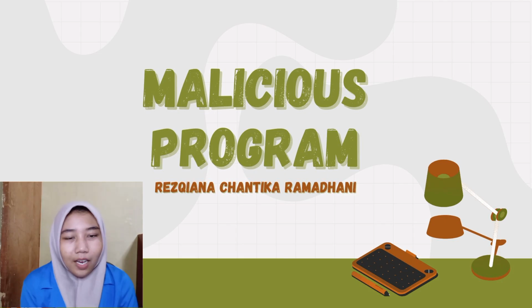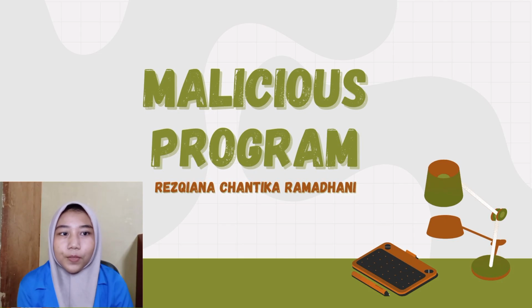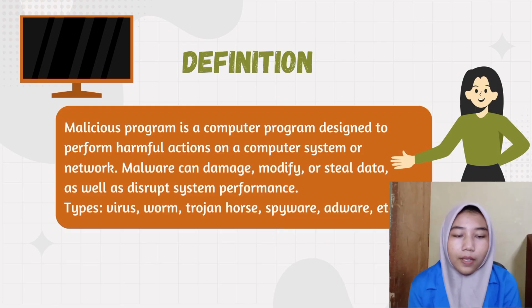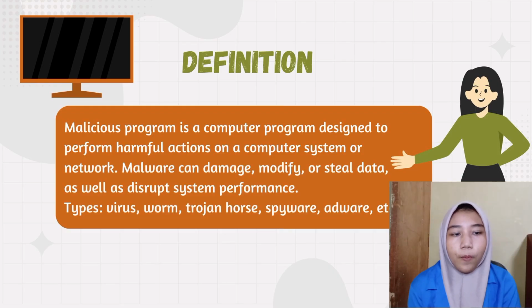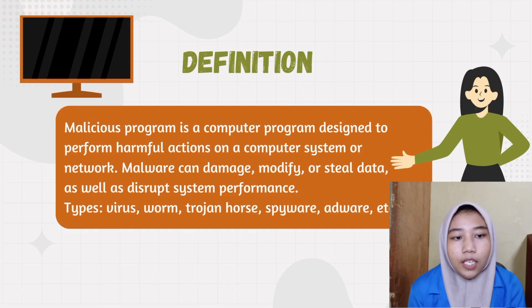Okay, now I will explain the second material, which is malicious programs. A malicious program is a computer program designed to perform harmful actions on a computer system or network. Malware can damage, modify, or steal data, as well as disrupt system performance. Types include virus, worm, Trojan horse, spyware, adware, and more.